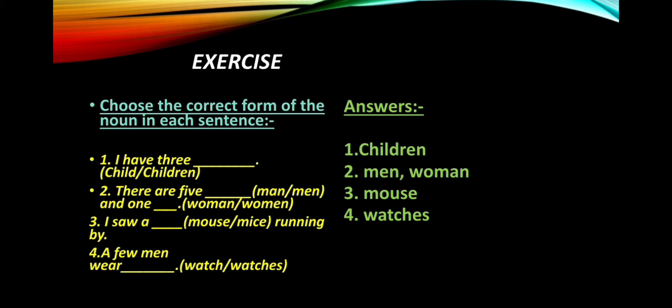Let's move on to the second question. There are 5 dash and 1 dash. So the answer will be men in the first blank because we are talking about more than one. But in the second blank, the answer will be woman because we are talking about only one. In the third, I saw a dash running by. In this question, the counting number is also not given. So it's obvious that we are talking about only one mouse. So the answer will be mouse.